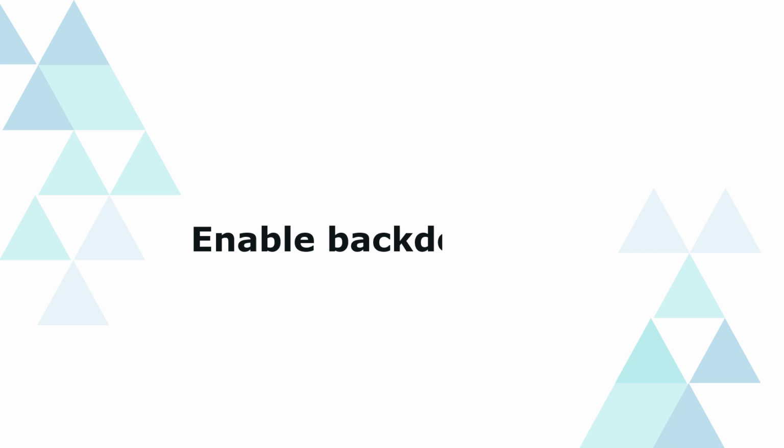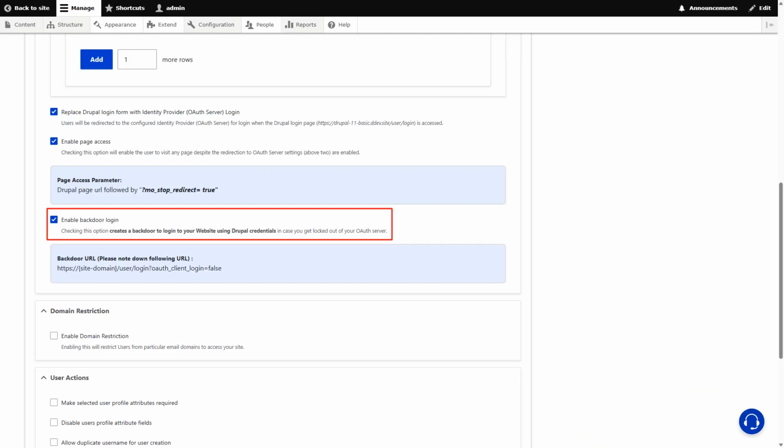Enable Backdoor login. If you have replaced Drupal's login form with an OAuth provider, and it fails, or you are locked out from the provider, this feature redirects you to Drupal's login page so you can sign in with your Drupal credentials. This feature is enabled by default.